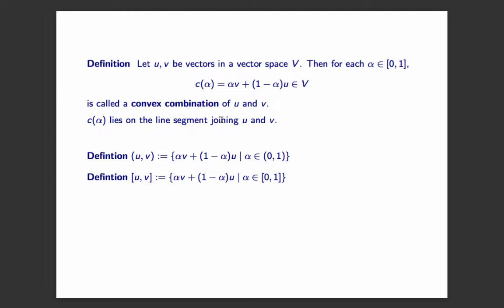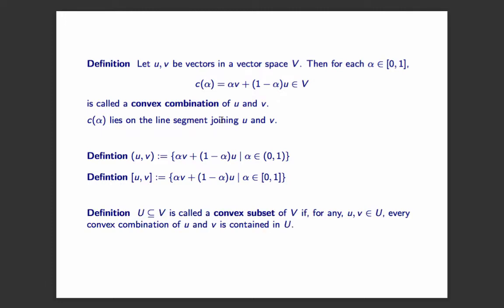So if alpha is strictly between 0 and 1, then I get a vector strictly between U and V, in other words, on the line segment joining U and V. And of course, if alpha is allowed to be 0 and 1, then I would add U and V to that set. Now, a subset U of V is a convex subset of V if for every two elements of U, the convex combination is also contained in U.